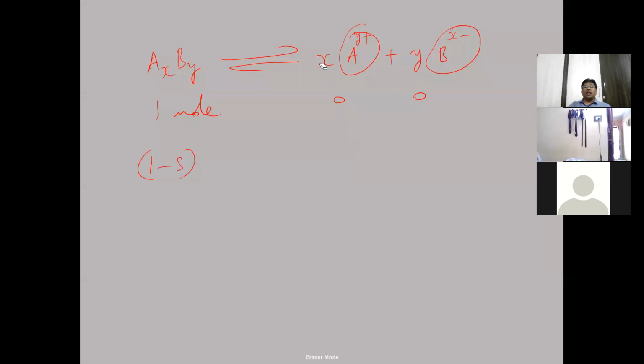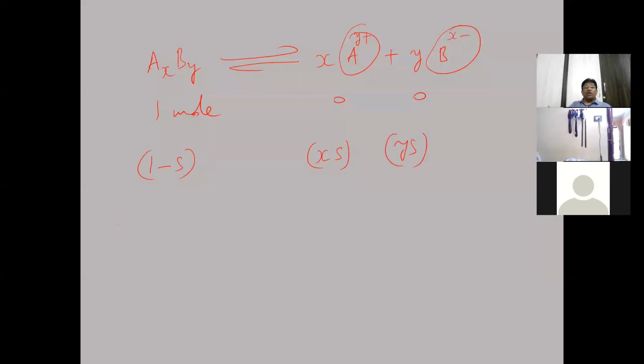So the last one, take it here. Suppose I'm taking AxBy. It will give rise to x number of A to the y plus ions and y number of B to the x minus ions, a cation and an anion. Now tell me, 1 mole is dissolved initially. Initially the ions are 0, 0. Here 1 minus S will be left over, here x into S, xS, and here y into S, yS.